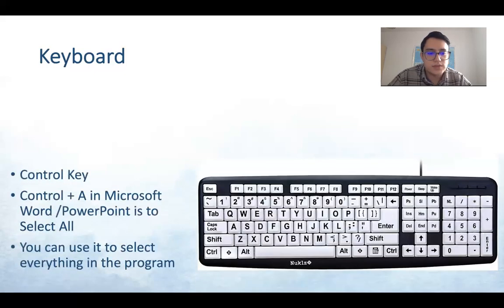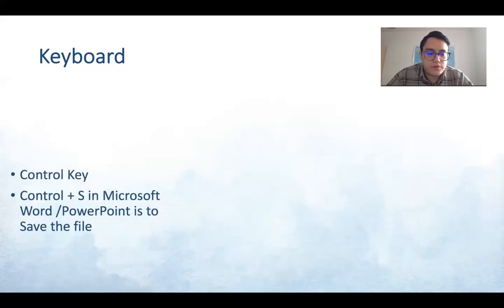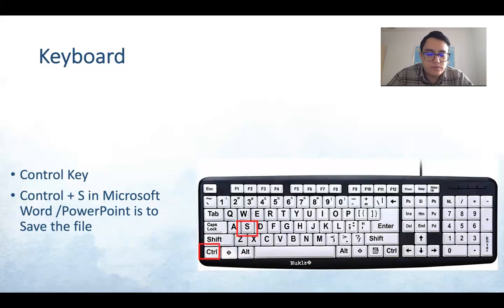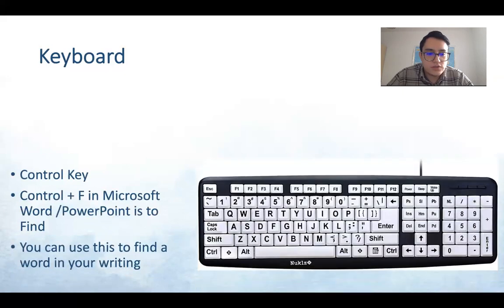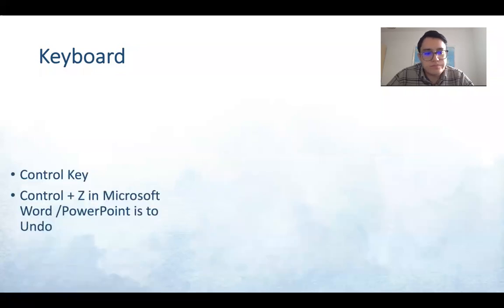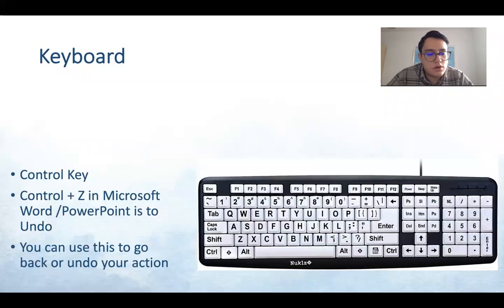Control A is to select all the written text. You can use it to select everything in the program. Control S is to save your file. Control F is to find some text in your writing, a word or some text. Control Z is to undo, which is very helpful sometimes. You can use this to go back or undo your action.